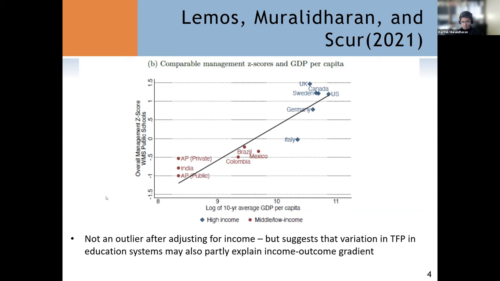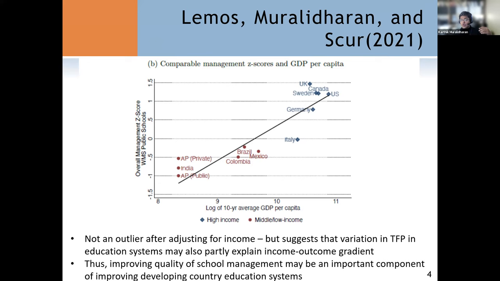But what it does suggest is that variation in TFP in education systems may also partly explain this income outcome gradient. So remember, we've got this gradient we talked about between GDP per capita and education outcomes. And one part of that is going to be variation in inputs. It's going to include variation in parental education. But what this is suggesting is that there's also likely to be variation in management quality, okay? So which is also systematically weaker in lower income countries. So therefore, improving the quality of school management may be an important component of improving developing country education systems.